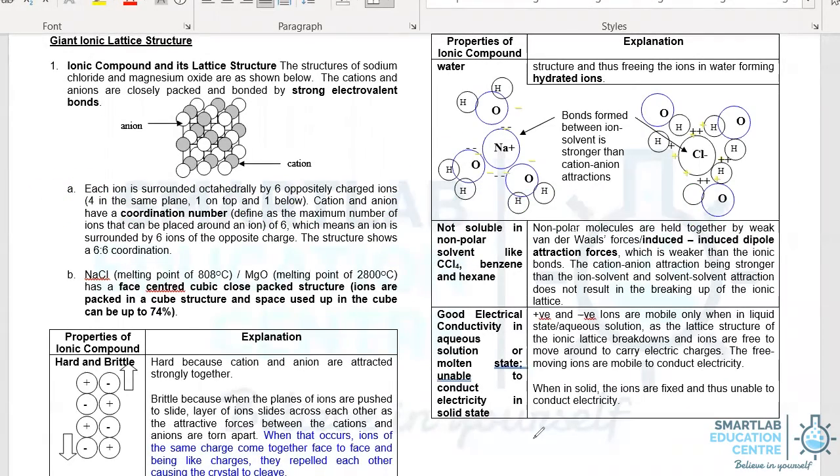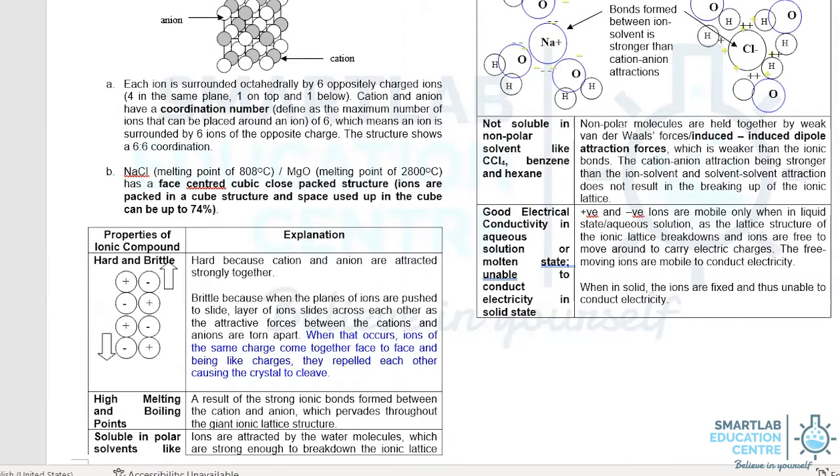Let's recap what you have learned at O-level on ionic bond. In ionic bond, the cations and anions are held together by strong electrostatic attraction forces, as both ions are oppositely charged. These strong electrostatic attraction forces enable the ions to be closely packed. As a consequence, ionic compound is hard and brittle. They have high melting point and boiling point.